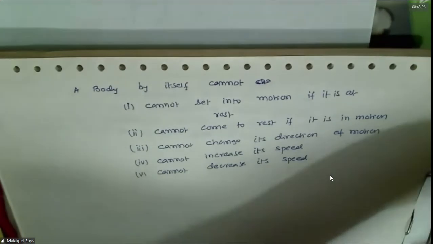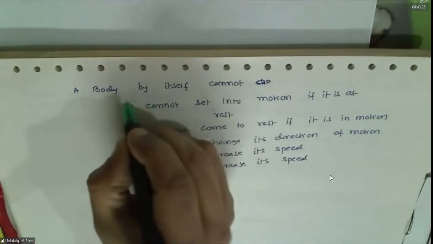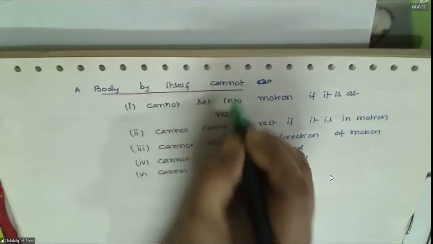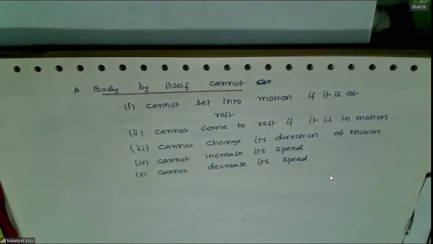Okay, that means a body by itself cannot do any of these things. In English, what do we call that? Anything you cannot do by itself. What is that? Inertia. What is it called? Inertia.